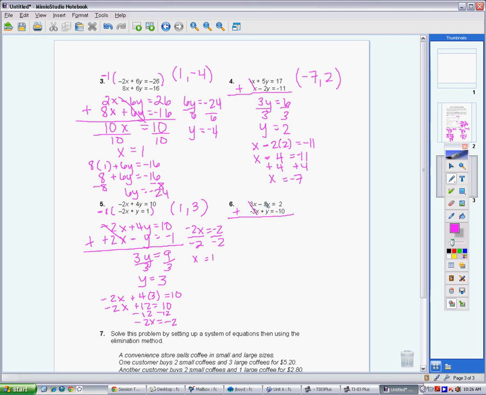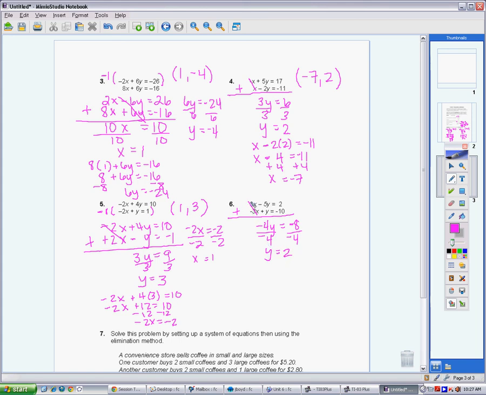When I add negative 5 and negative 5 and 1, I do get negative 4, and then I get negative 8. 2 plus negative 10 is negative 8. So I'm going to divide by negative 4, and y is going to equal positive 2.